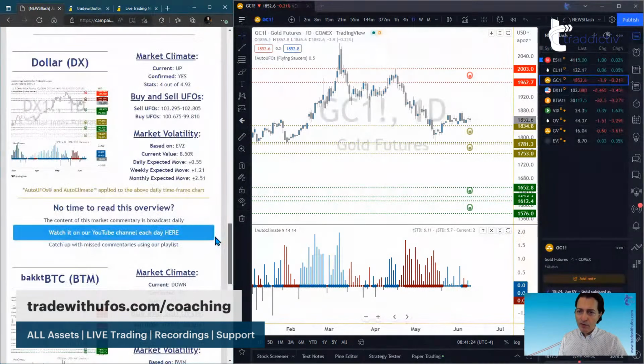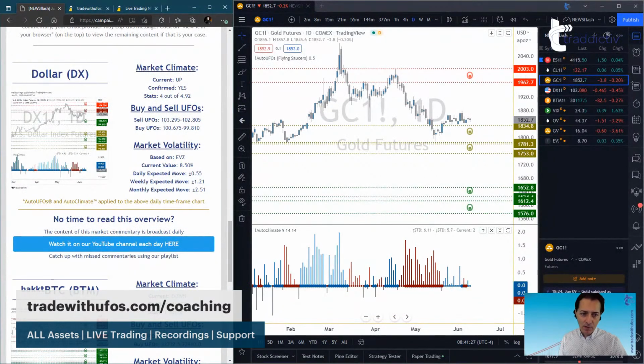Very good. And now we are moving into the dollar index, which is going to be the next market.